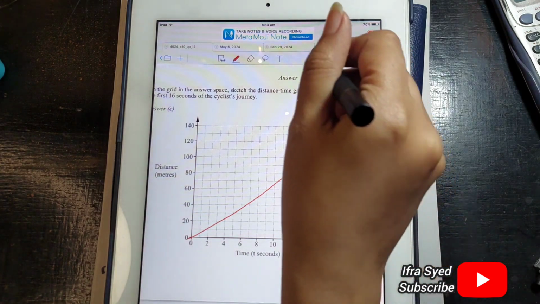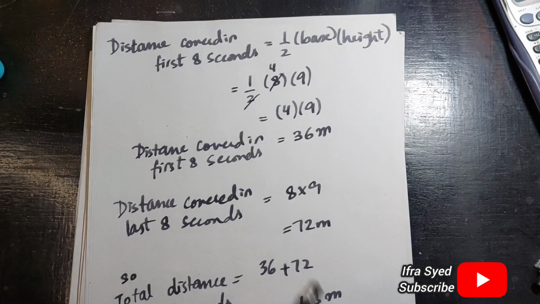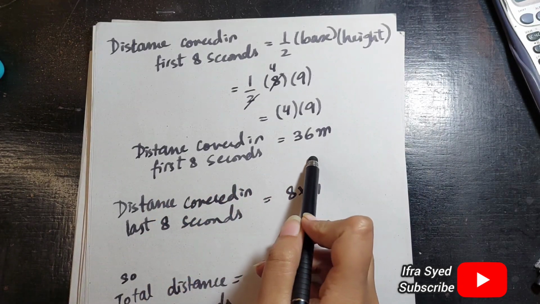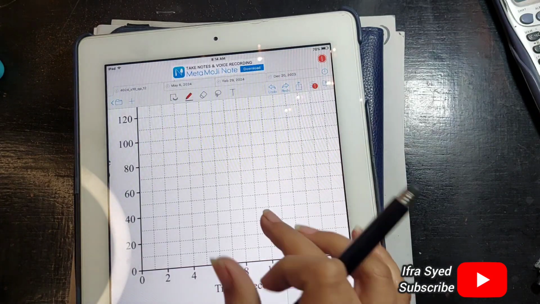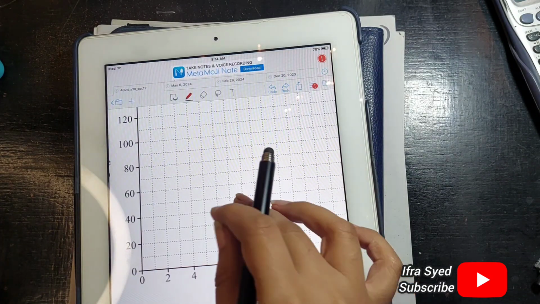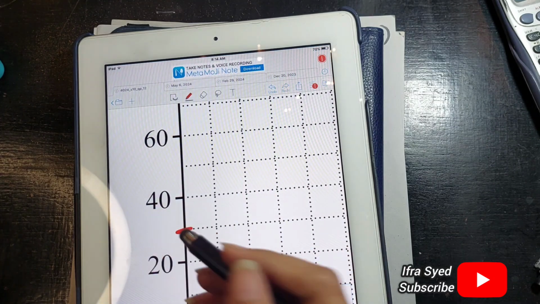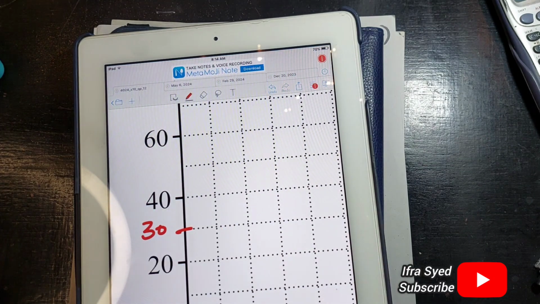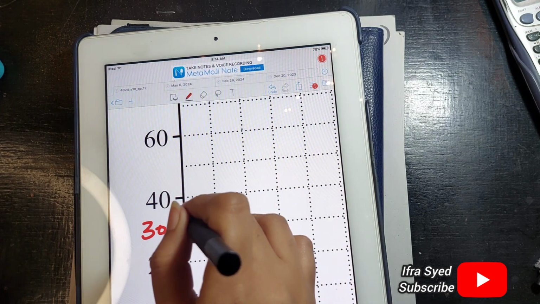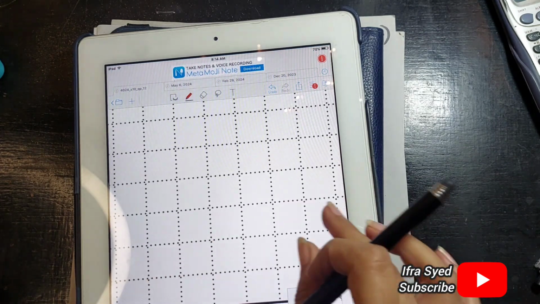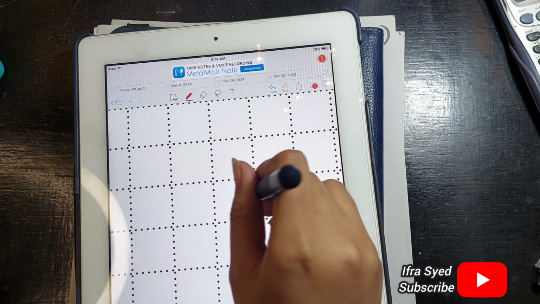So I'm taking these 2 points. The distance covered in the first 8 seconds is 36 meters, so I'm placing this point here. In the first 8 seconds, the distance was 36. So 30 will be in between 20 and 40, and we need to draw 36. So I will place this point here.